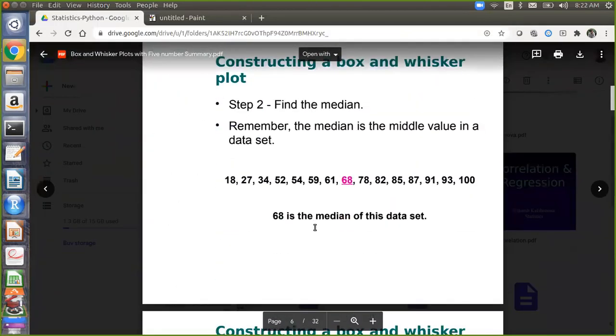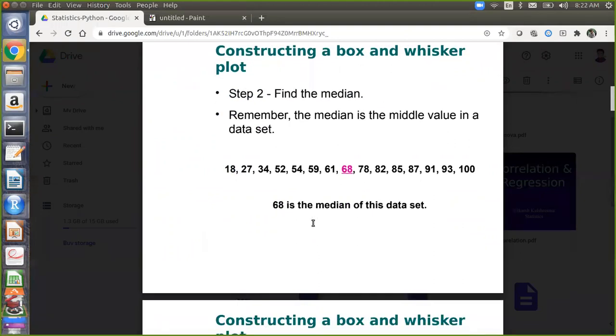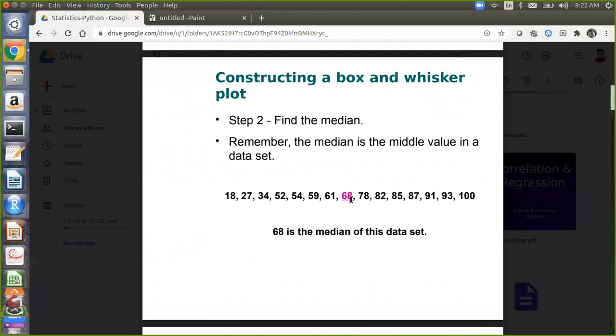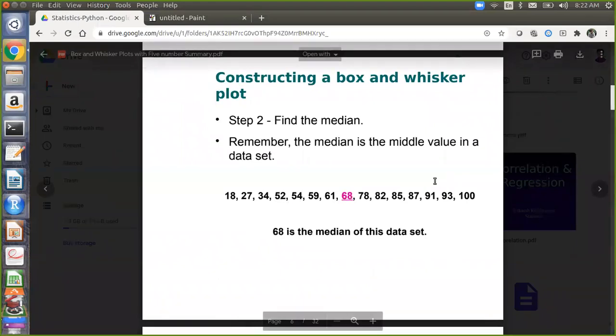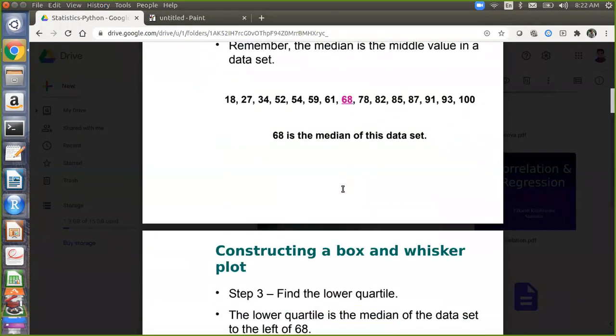Now second step is the same thing. You have to find the median. Remember, the median is the middle value in the data set. 68 is the median of this particular data set. Once you have identified the median value, the center value on the left hand side and the center value on the right hand side will give you quartile 1 and quartile 3 values. And apart from that, minimum and maximum are always easier to find.